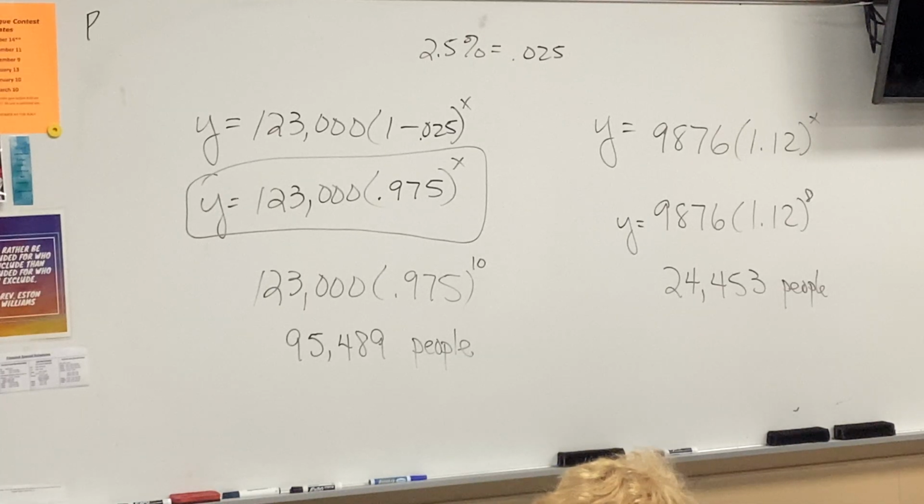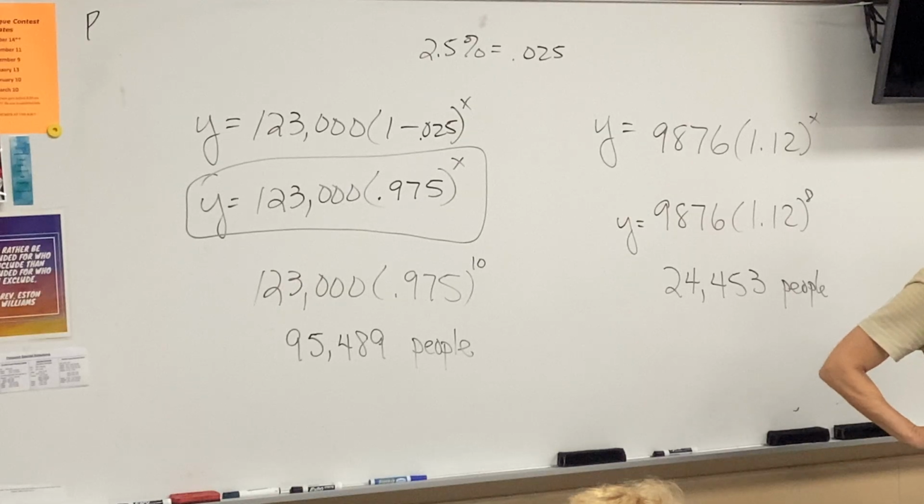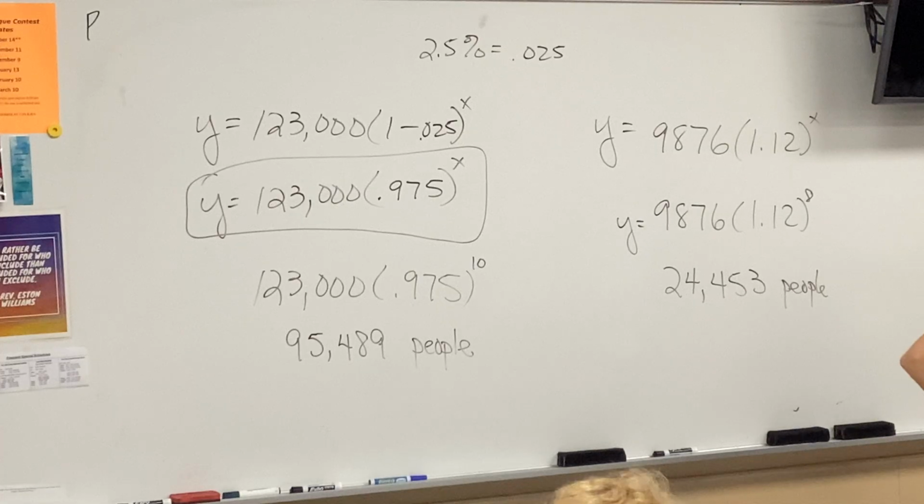Problem B. Exponential? Yep. Growth or decay? Decay. What's the percentage decay? 11%. Why? Because 0.89 is 1 minus 0.11. Right? So it's 11% decay. And the initial value is 4.